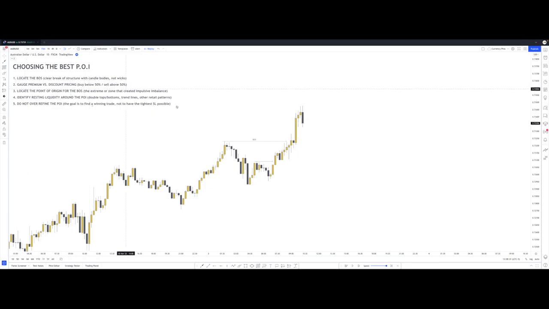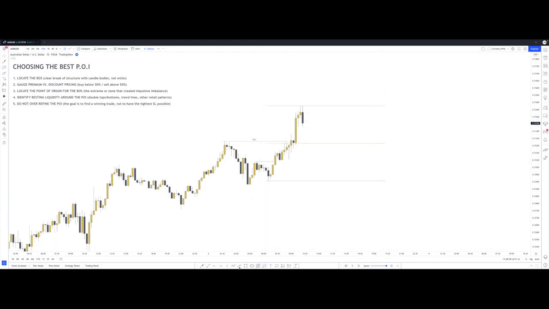on the list is to gauge premium versus discount pricing. Now, in previous lessons, I've told you could either use the Gann box tool or the Fibonacci tool. For the purpose of this video, let's just use the Fibonacci tool. So I'm going to drag from here to here.